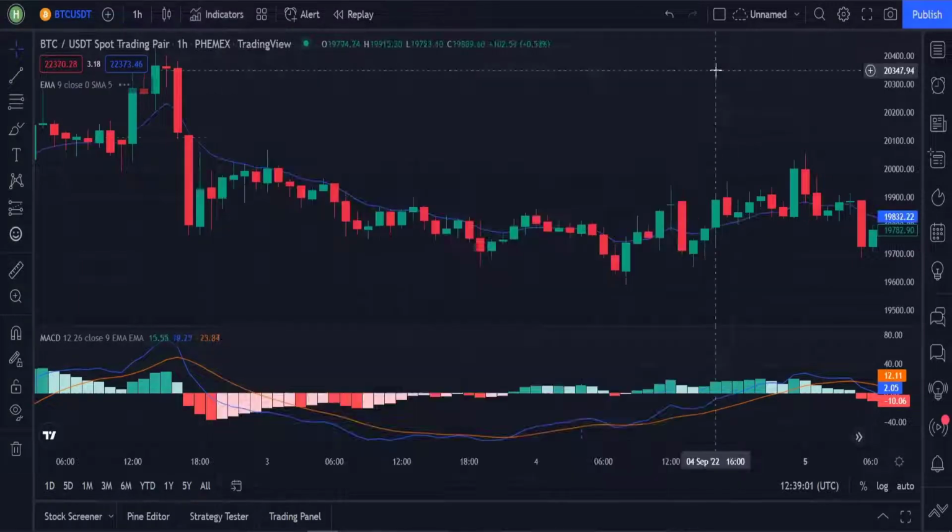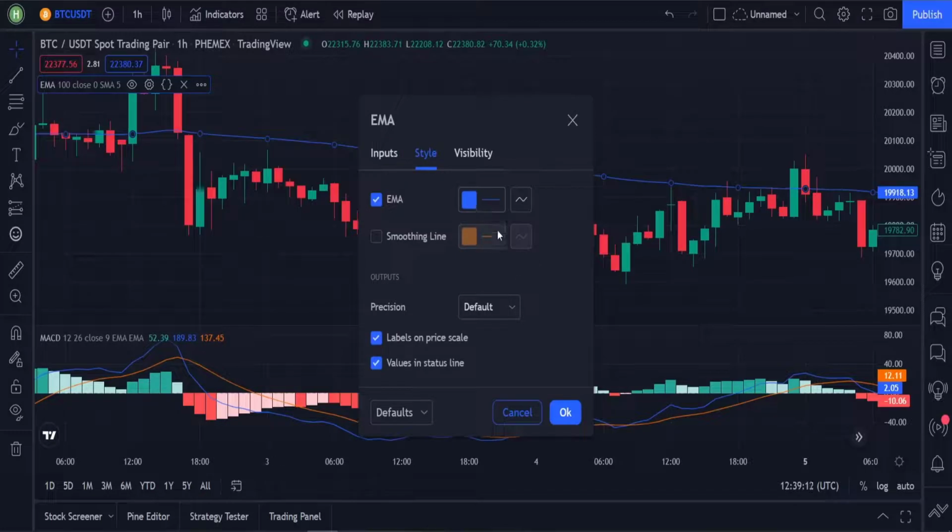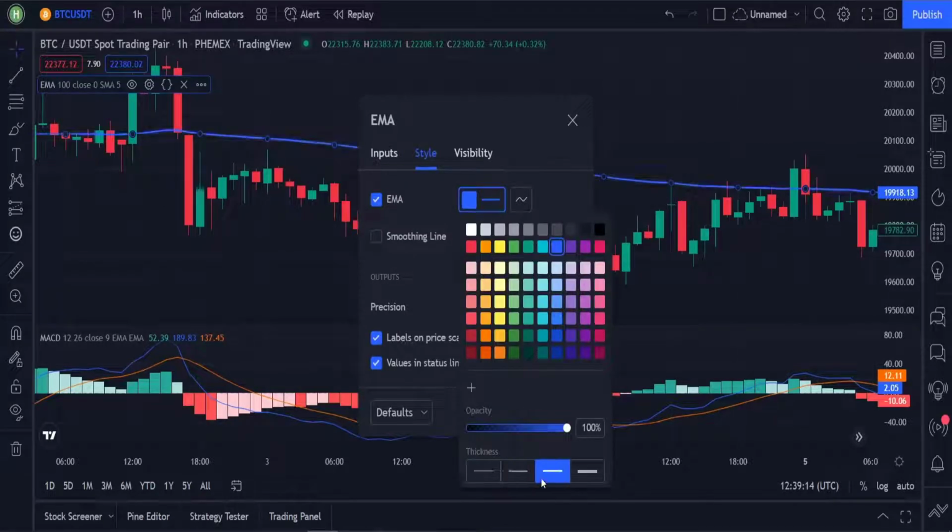Add that, and we are going to change the settings on this one. We don't want the 9 EMA. We're going to change the length of the moving average to 100, and the style, I'm going to make this a little bit thicker, so it's a little bit more prominent when we're looking on the charts.